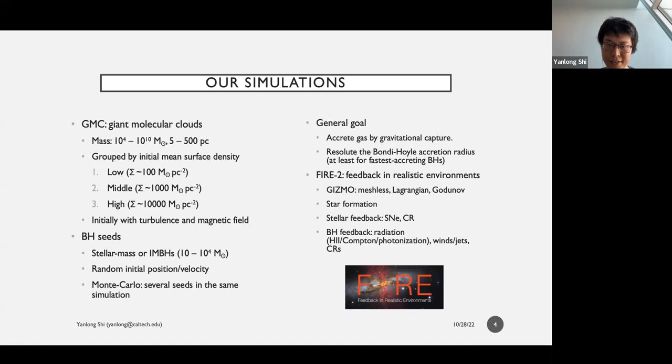And more importantly, we are doing a Monte Carlo simulation, which does not mean that we input one black hole in one cloud, because the efficiency would be very low to produce very interesting results.